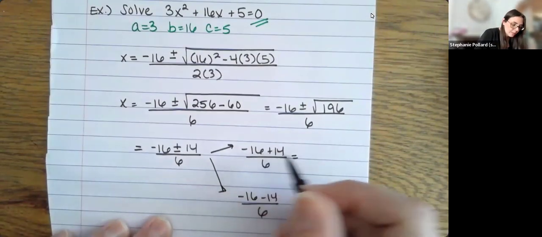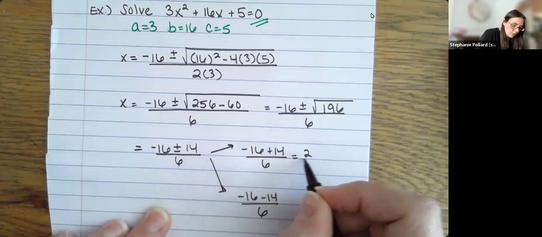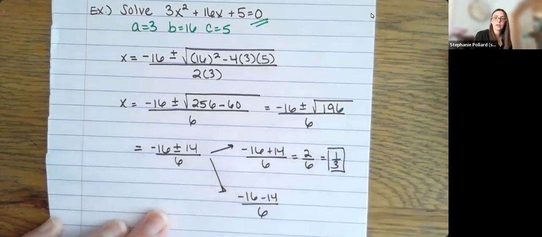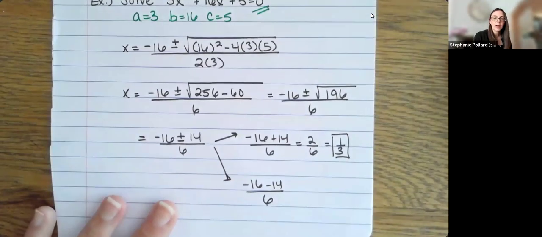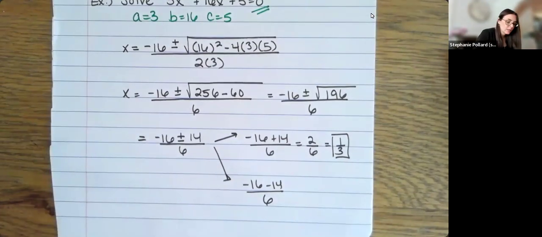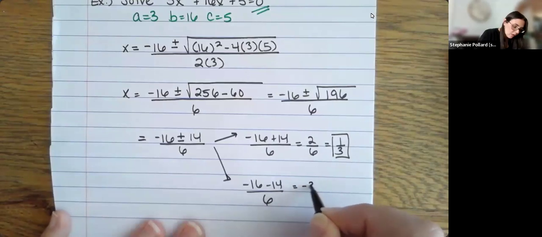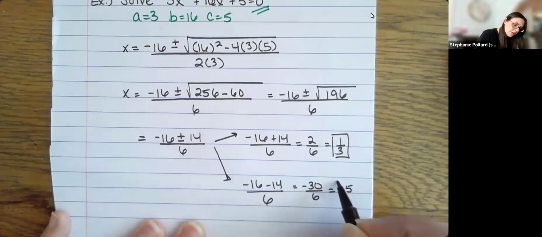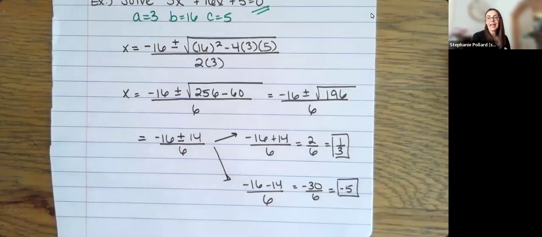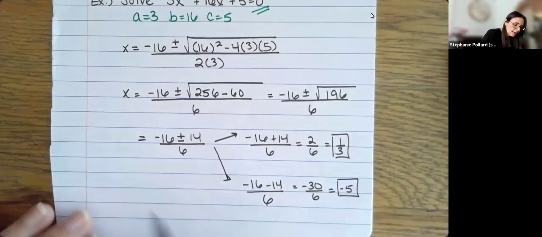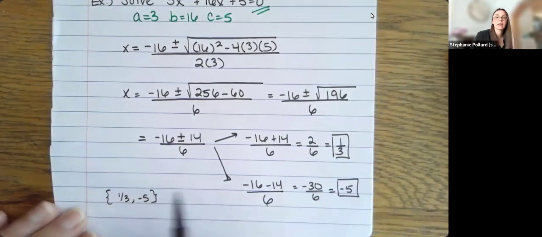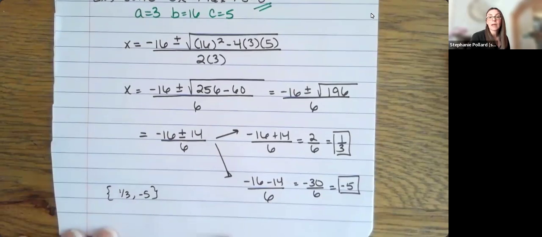Negative 16 plus 14 is 2. And then 2 over 6 can simplify to 1/3, right? Dividing those both by 2. Here, negative 16 minus 14 is going to be negative 30 over 6, which is negative 5. So my two answers here would be 1/3 and negative 5. Or if you want to write it as a set, you can write it like this, 1/3 comma negative 5 with those squiggly bars. And we're done.